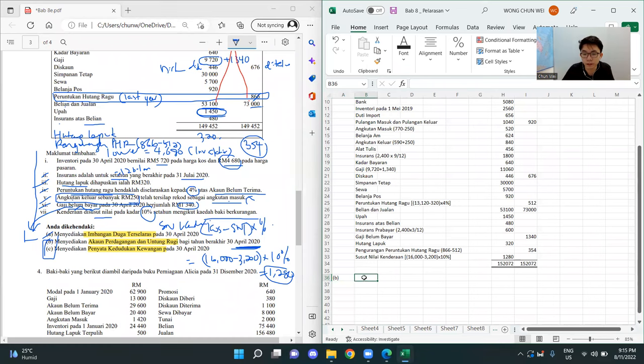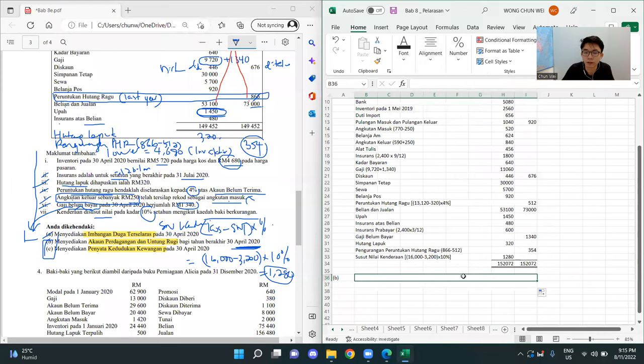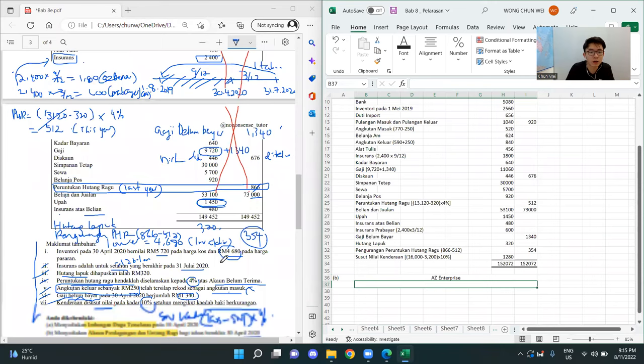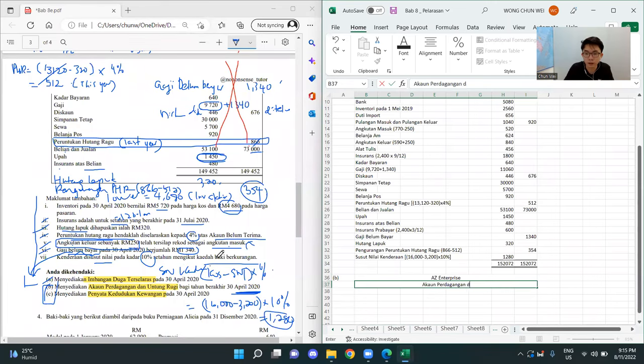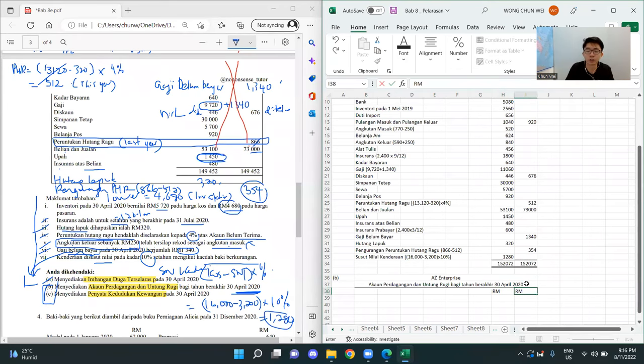So B, same thing, make sure you have the name of the company. And after that is the tajuk, the title for this account. So the name is the AZ, right? AZ and the price. And then we are doing an account perdagangan dan untung rugi bagi tahun berakhir 30th April 2020. So all this exam will give you the format. You have to remember the format for account perdagangan dan untung rugi. Yeah, Ringgit Malaysia. So let's go.